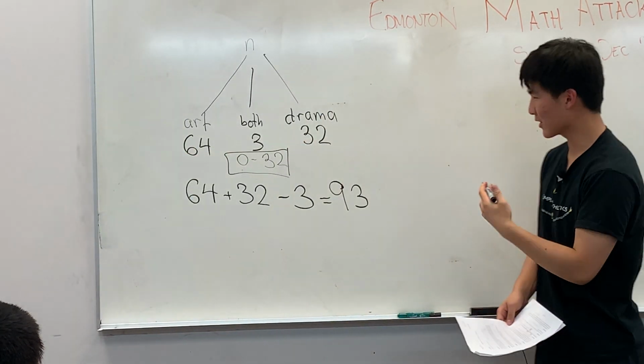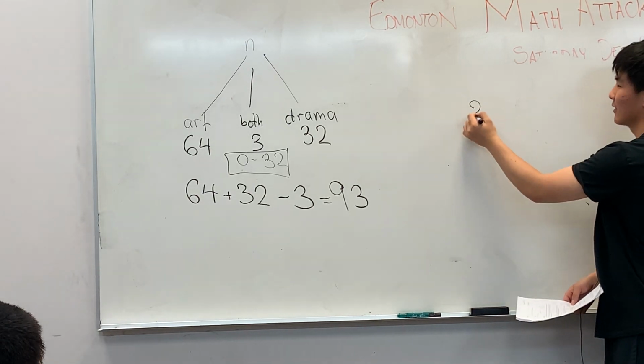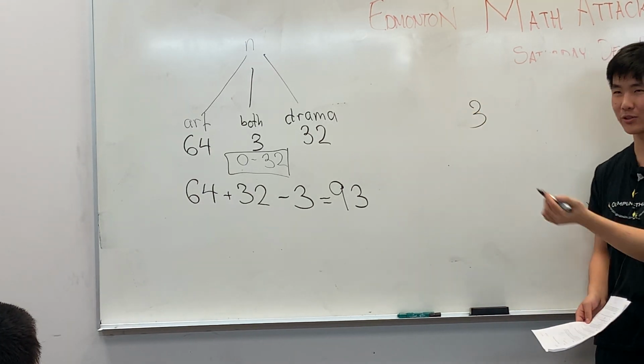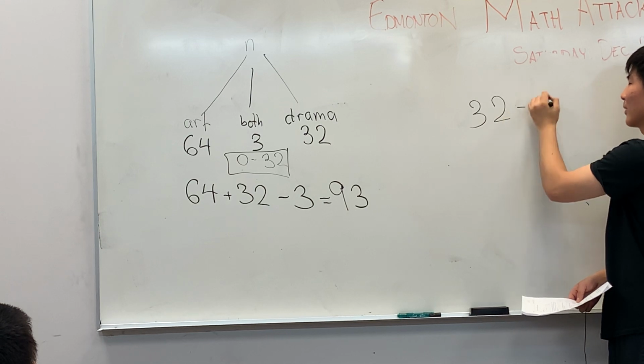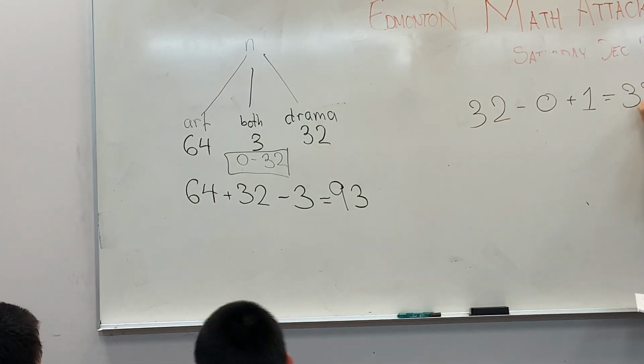Okay, so how many possibilities does this imply? Well, you just count the number of numbers from 0 to 32, which is 32 minus 0 plus 1, which is 33.